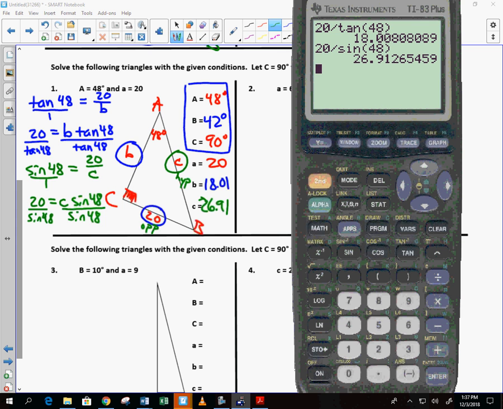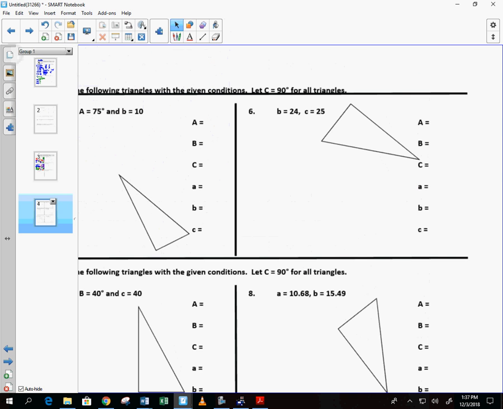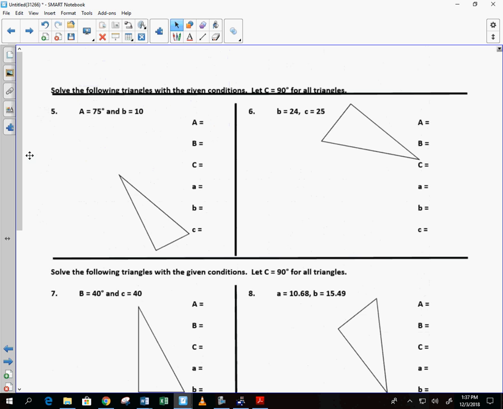I'm going to let you guys work on this. On the front here, you can see that you have one more problem, and on the back, you have 4 more, okay? Tomorrow, I'm going to show you how to do the ones on the right-hand side.